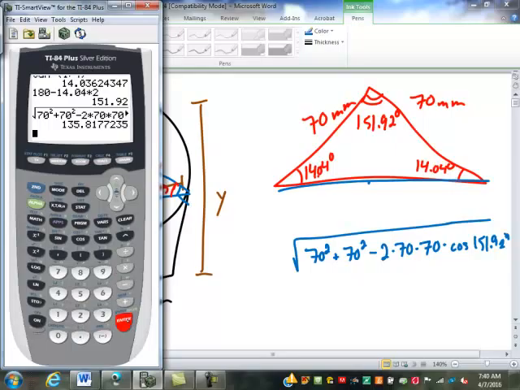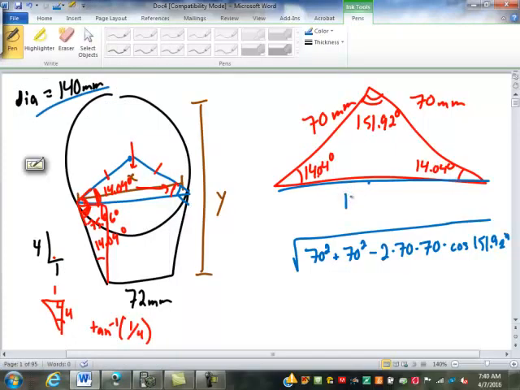Which gives us 135.82, or 818 we'll go, millimeters. So that is our x that we were looking for, the distance across here. Correct? Okay. Now, to get y.